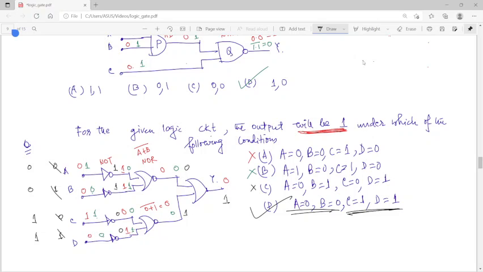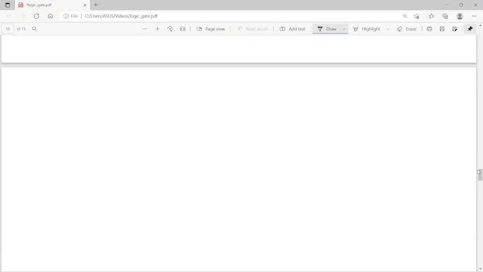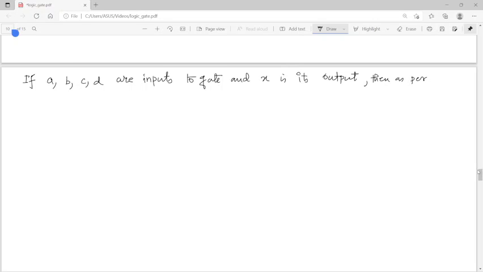So another type of question that may come in JEE Mains is like this: if A, B, C, and D are inputs to a gate, and X is its output, then as per the following graph, the gate is.